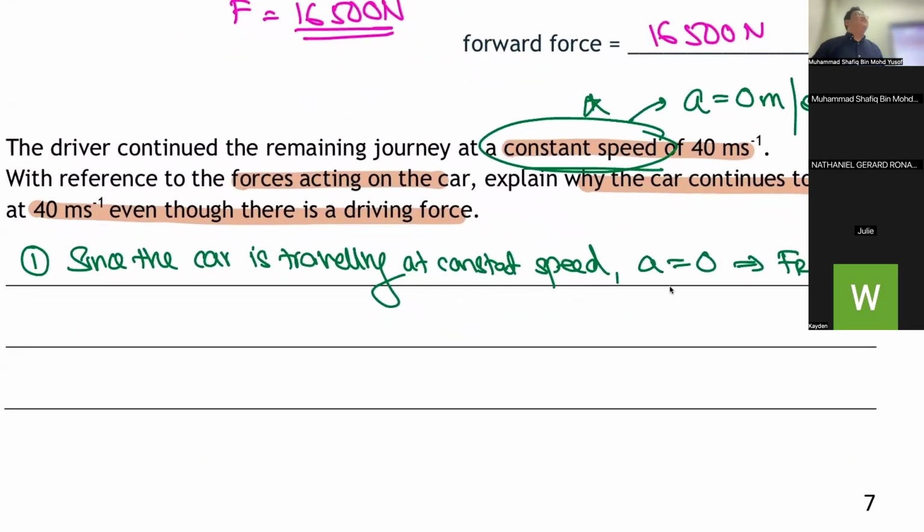Okay. All right. So, what I was saying, you see, I lost my train of thought again. Resultant force 0, right? Now, then how to explain why resultant force is 0, everyone?